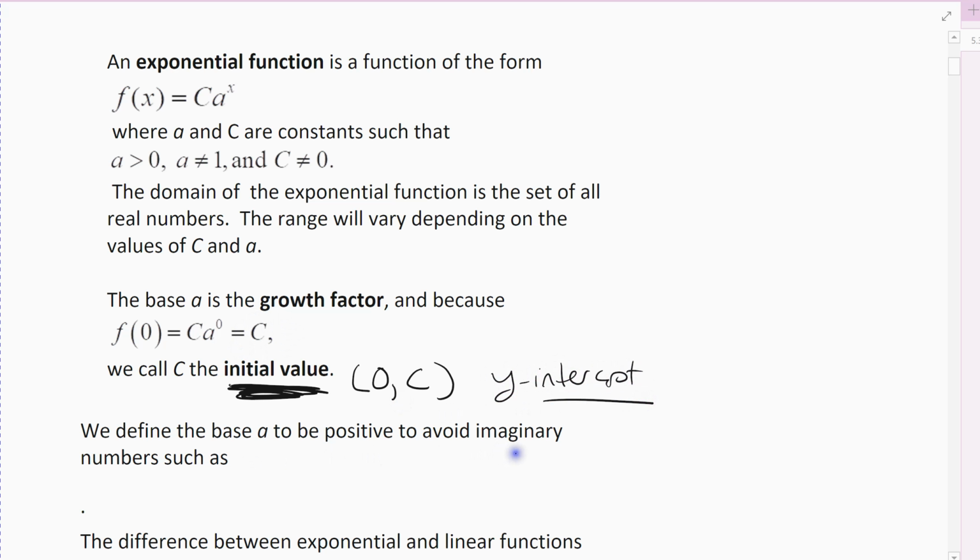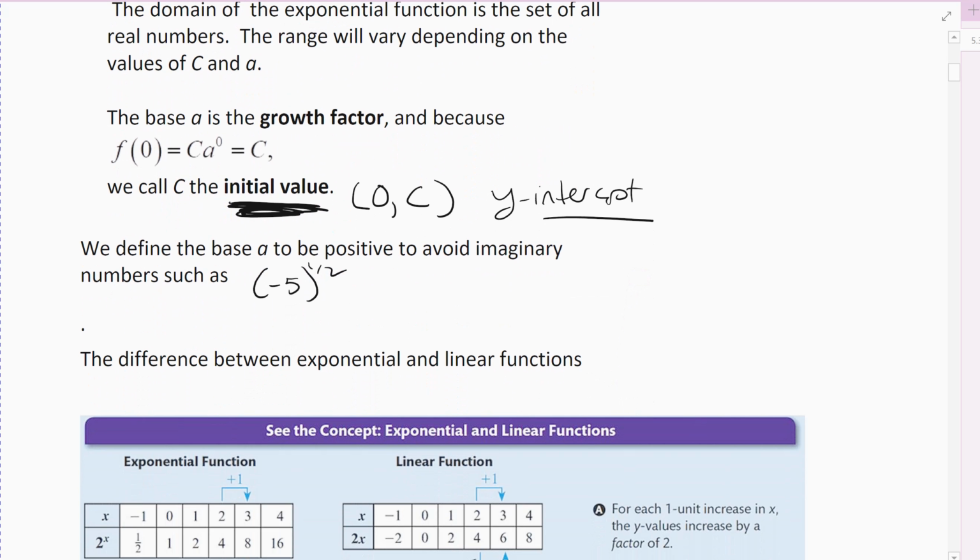A is always positive to avoid imaginary numbers such as negative 5 raised to the 1/2 or 1/4. Just so you understand the difference, we talk about exponential growth, things growing exponentially. So let's understand the difference between a linear case, which is constant, and an exponential case, which grows faster as you move down the line.